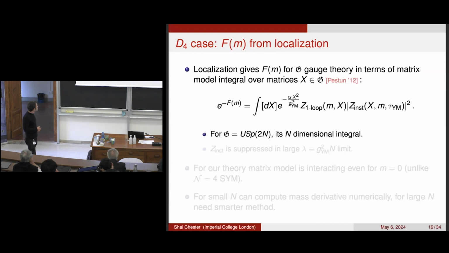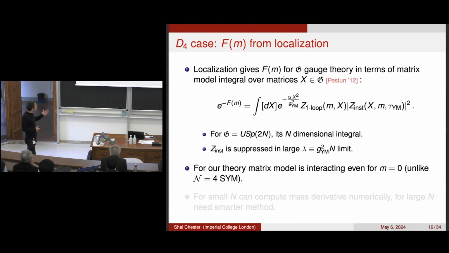So for gauge group G, X is basically the Cartan elements of G. So in our case, G is USp(2N), and so it's an n-dimensional integral. And then the dependence on tau is most non-trivially given by the Z instanton term. Other than that, you just have a dependence on Yang-Mills, which is just the imaginary part of tau.